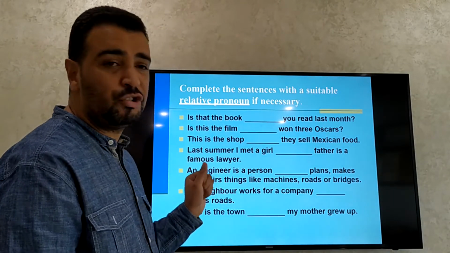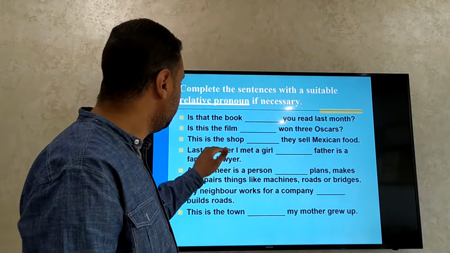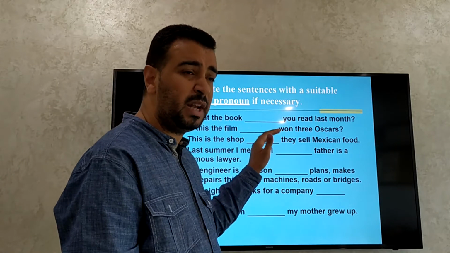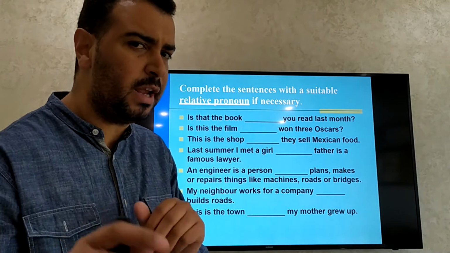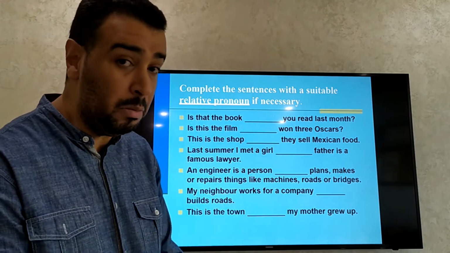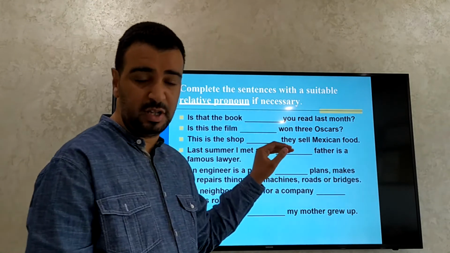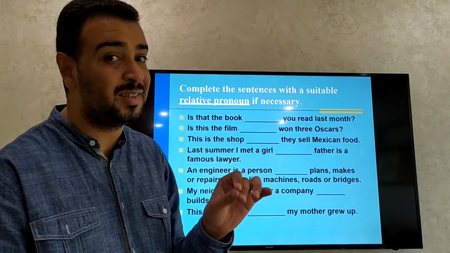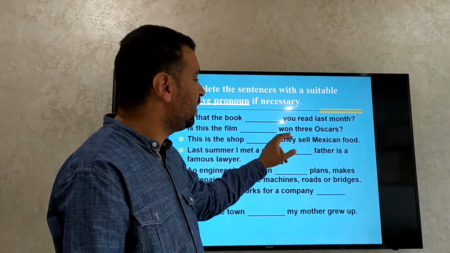Third sentence: "This is the shop. They sell Mexican food." Okay, so this is a shop. Mind you that with places, okay, you always need to go slowly, to be prudent, to be more careful, because sometimes we refer to the shop as an object. So this is the shop. They sell Mexican food. So in this example, the shop refers to a place, not an object. So this is the shop where they sell Mexican food.